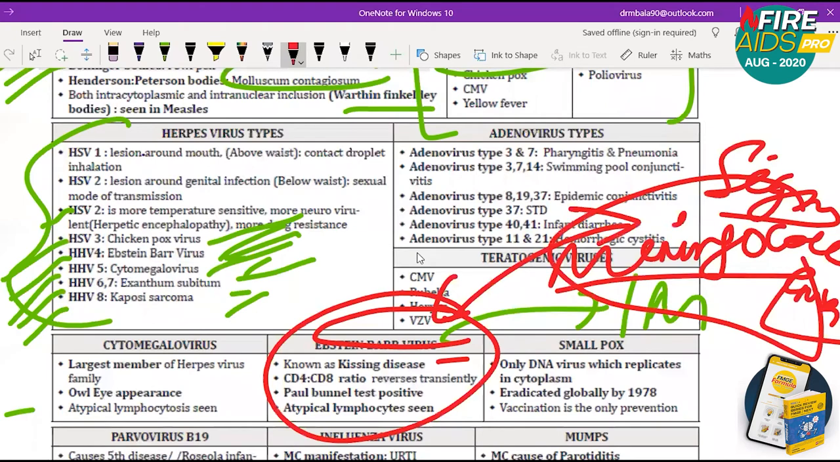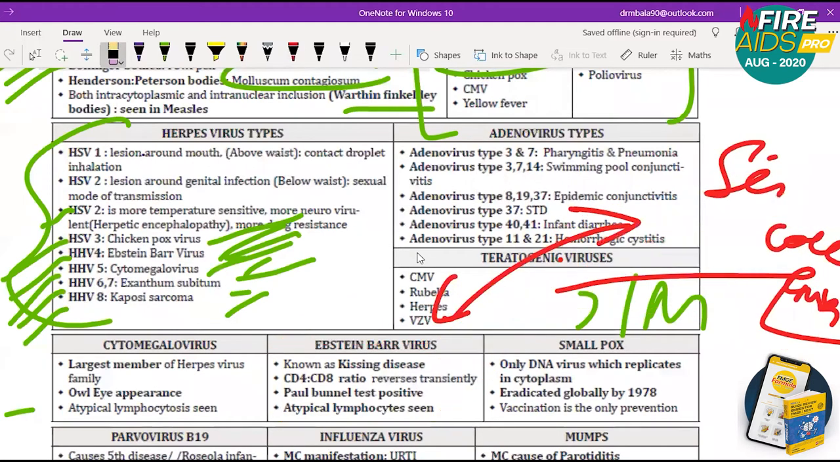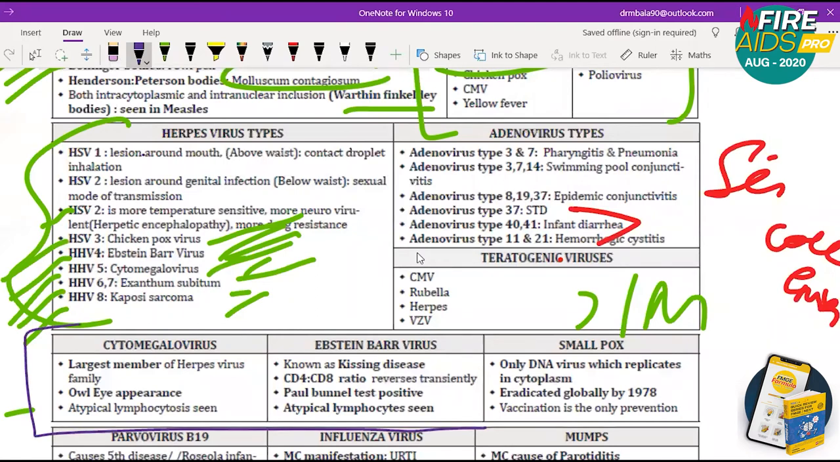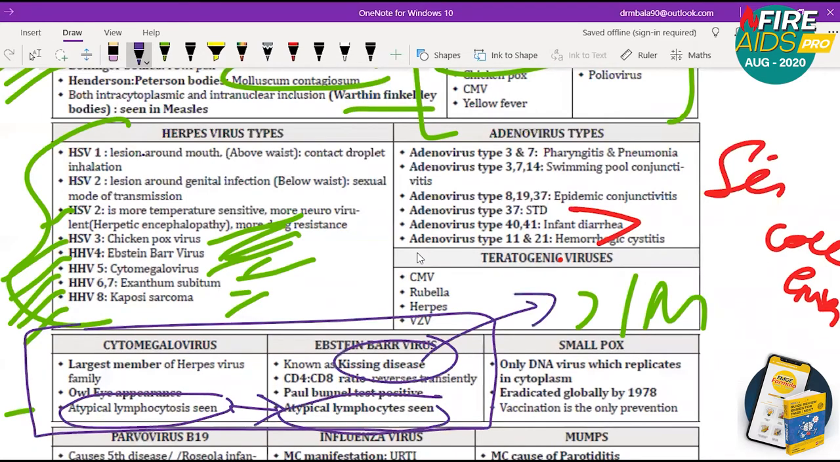That is the very important reason why I placed cytomegalovirus and Epstein-Barr virus together. With atypical lymphocytes, you should consider these two in mind. With kissing, you should consider this one along with meningitis, meningococcemia in your mind. So please be careful. Next.